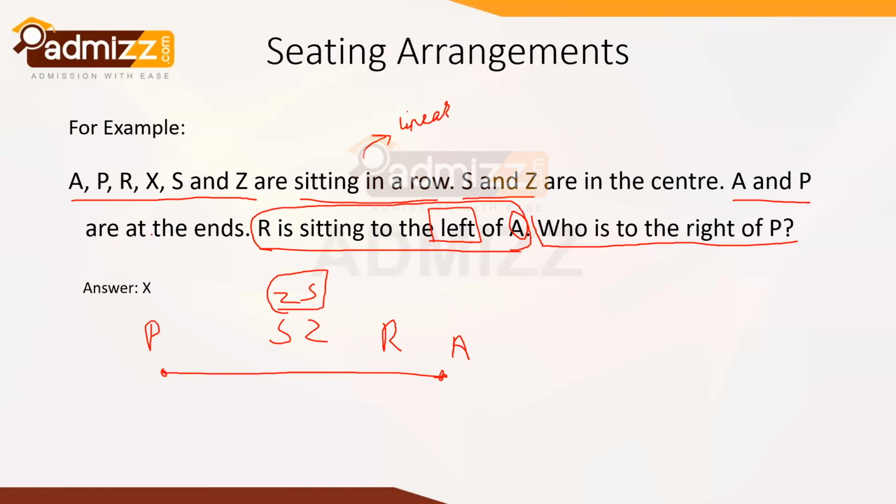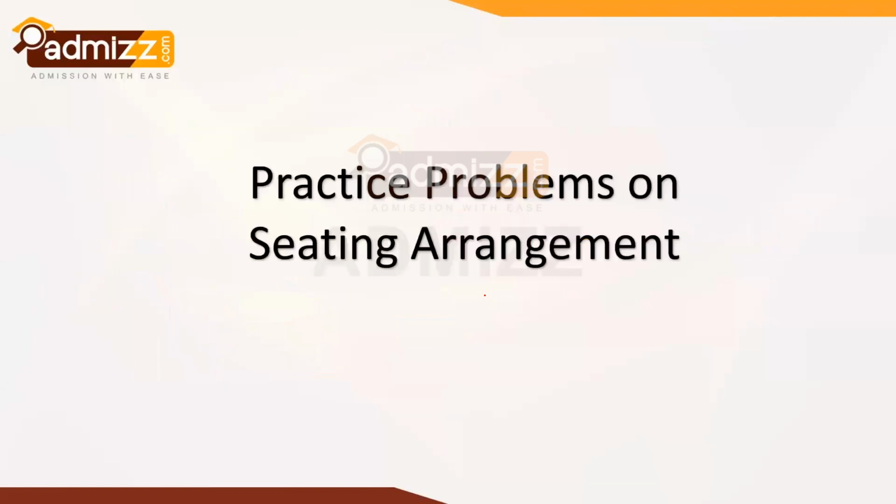So what is left is X. So X must be in this position, which is directly to the right of P. So the correct answer is X. So these are the types of problems that we'll be dealing with. They're very fun to deal with. It's just like playing a game. It's just like solving a puzzle. You've got hints in the problem, and you simply look at the right places and then solve the problem accordingly. So with that said, let's move on to practice problems on seating arrangement.